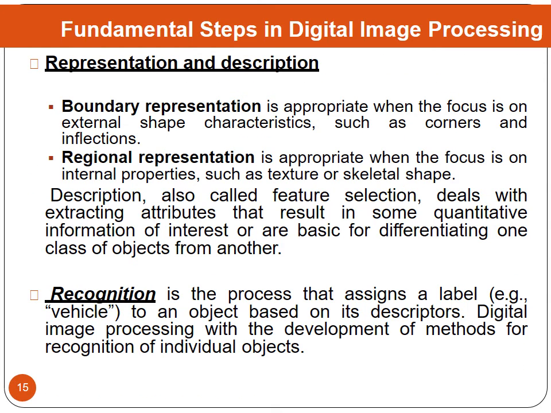Next one is representation and description. In representation and description we have two types of representation. The first one is boundary representation and the second one is regional representation. What plays a major role in boundary representation is that we highlight the corners as well as the inflections. In regional representation, the focus is on textures as well as the skeletal shape. The next one is recognition. Recognition is assigning a label to a particular image so that we can identify it easily later.